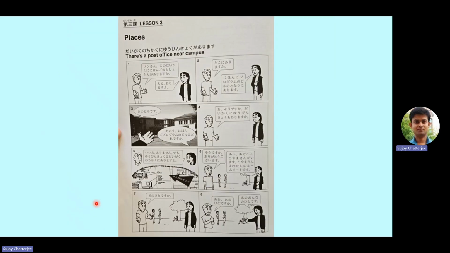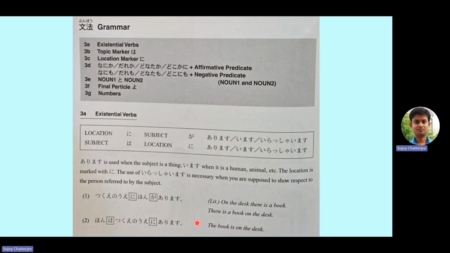So this is the front page. This is the first page of lesson 3, Places. You can see here there is a conversation going on. So as I mentioned, we will come back to this once we have done the grammar part. So let's proceed to grammar. Grammar is called bunpo. As you can see here, this is bun, this is po, and for your convenience, it has been written here in hiragana, bunpo. Bunpo means grammar in Japanese.